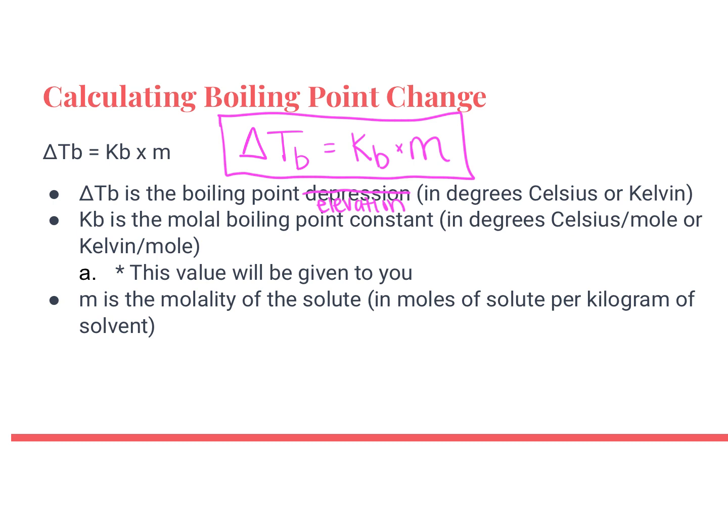The Kb is the molal boiling point constant. This number will always be given to you. And little m is molality, which is what we just learned how to calculate in our previous couple of slides.